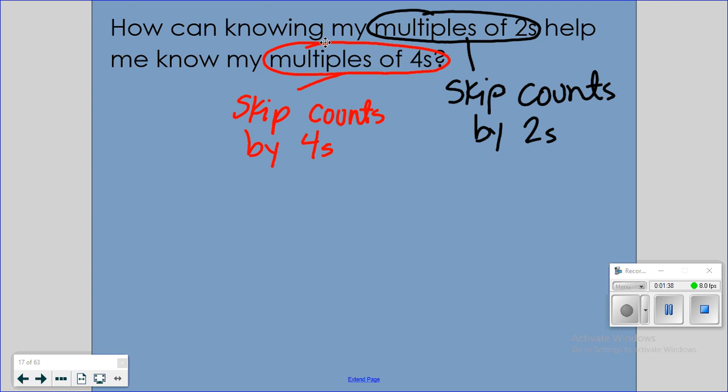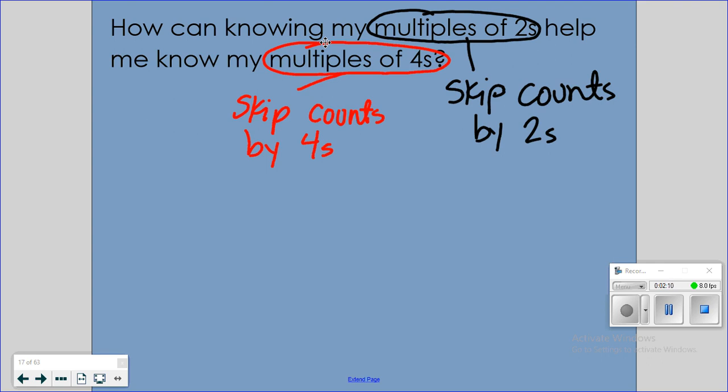Now, most of us aren't great skip counters by 4. We could probably do 4, 8, 12 maybe. Some of you are great skip counters of 4. That's a great strategy. I will go ahead and tell you it's not my strategy. I'm not a skip counter by 4. Can I kind of struggle through it? Yes, but it's not something that comes easy to me. It might come easy to you, and that's great.